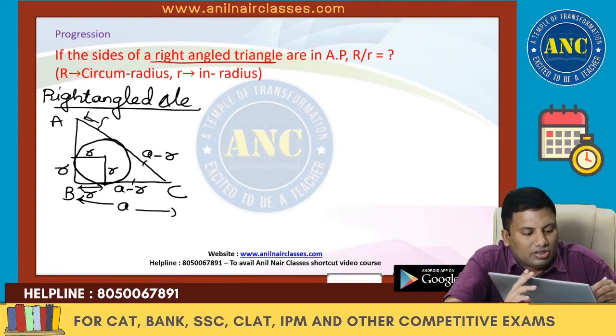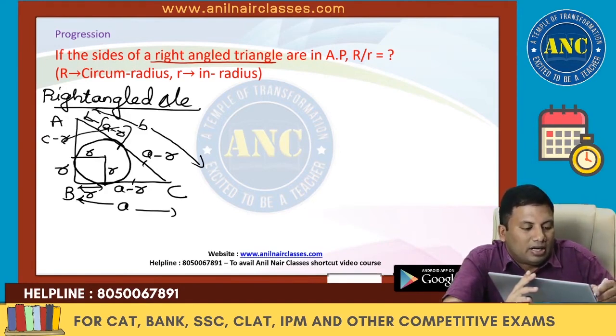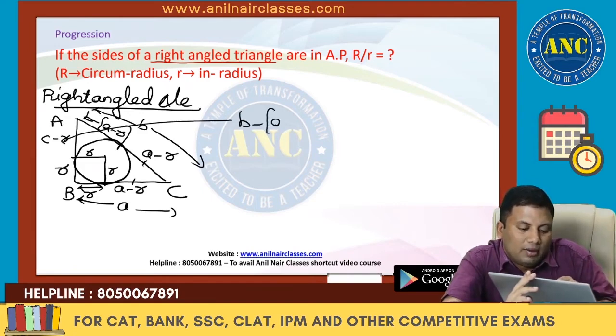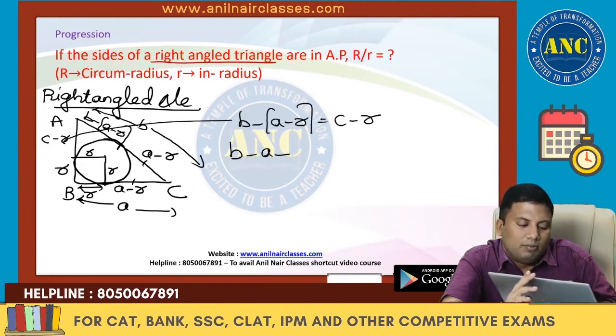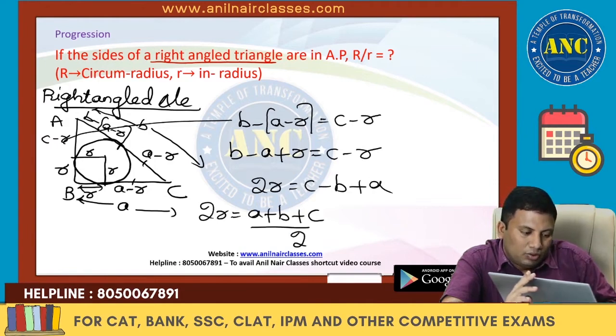So here it is nothing but B minus of A minus r. Why? Because opposite to capital B is small b. So it is nothing but small c minus r, because this value is also nothing but B minus of A minus r, which is nothing but c minus r. b minus a plus r is nothing but c minus r. 2r is nothing but c minus b plus a. 2r is nothing but a plus b plus c, by 2, minus b.